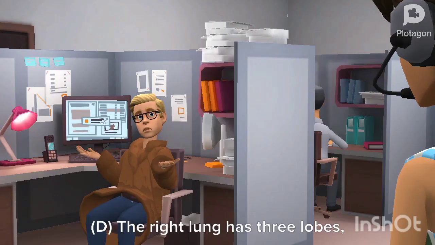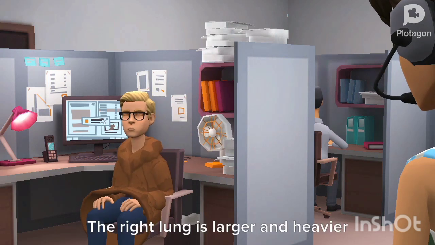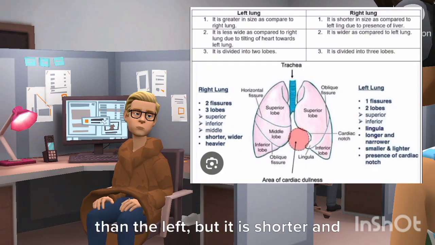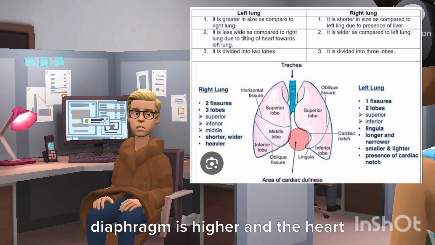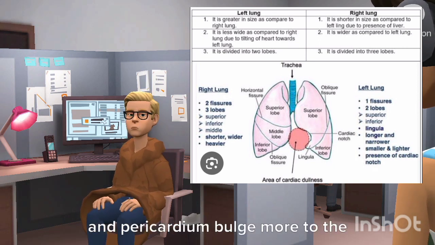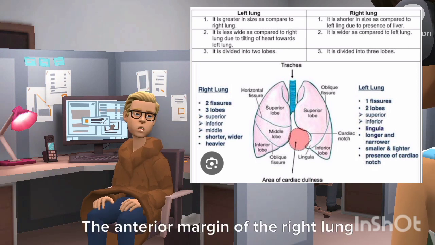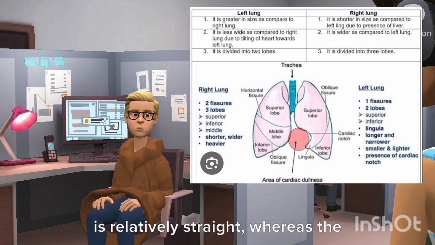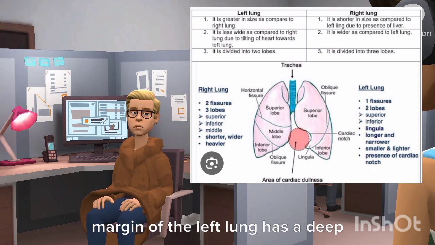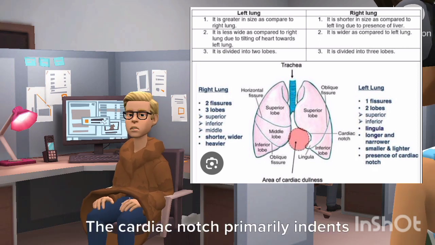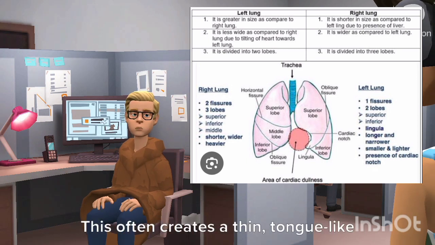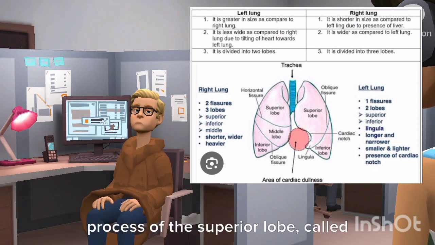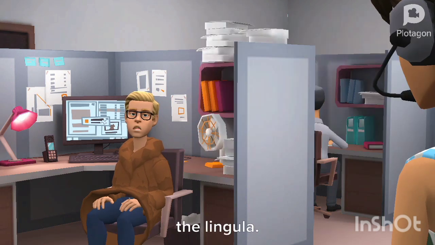D. The right lung has 3 lobes, the left 2. The right lung is larger and heavier than the left, but it is shorter and wider, because the right dome of the diaphragm is higher and the heart and pericardium bulge more to the left. The anterior margin of the right lung is relatively straight, whereas the margin of the left lung has a deep cardiac notch. The cardiac notch primarily indents the anteroinferior aspect of the superior lobe of the left lung. This often creates a thin, tongue-like process of the superior lobe, called the lingula.